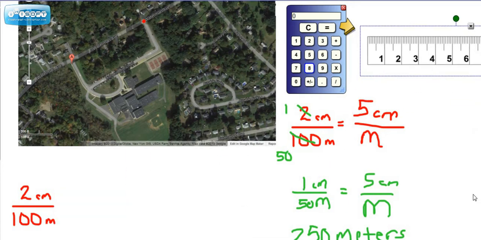All right, I hope you found this helpful for figuring out how to use proportional reasoning to figure out unknown distances.